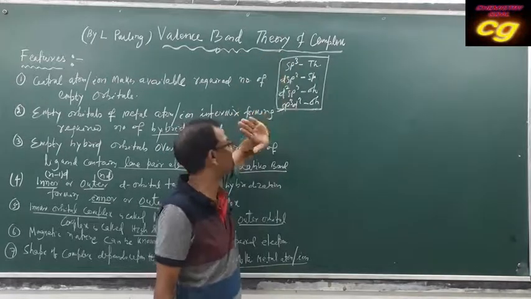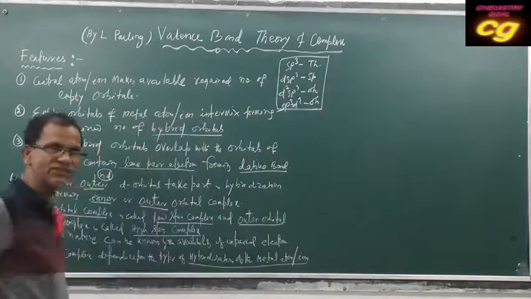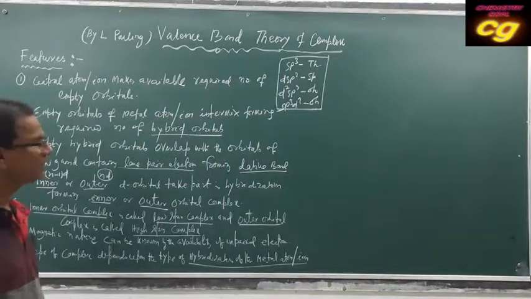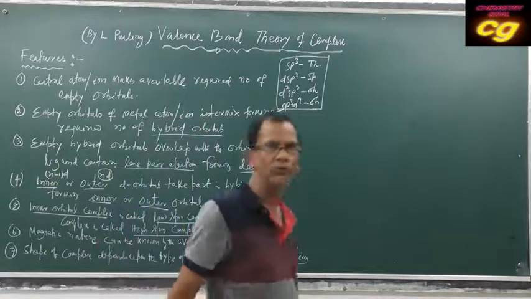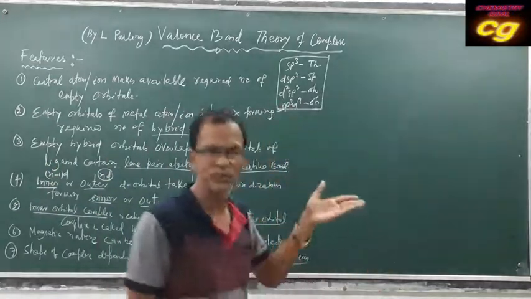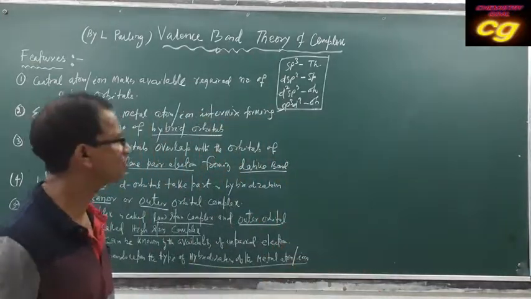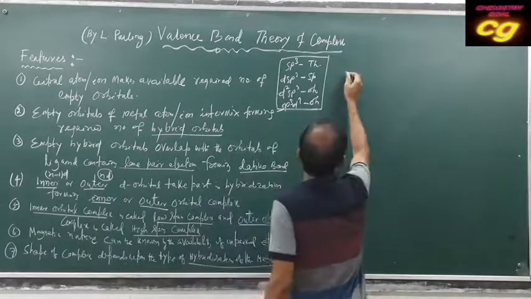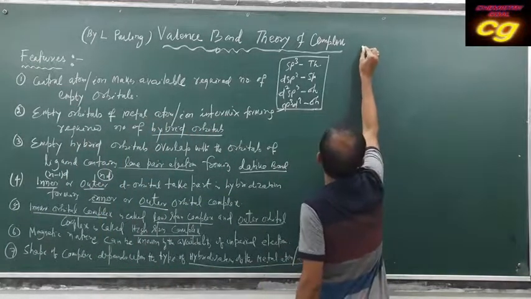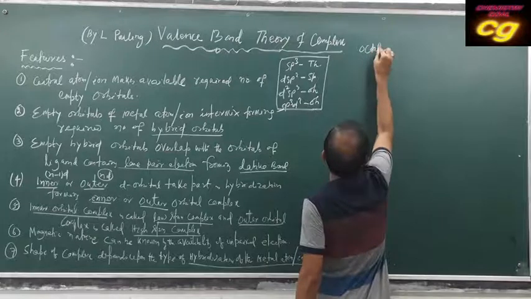sp3 is always tetrahedral. Now let us discuss some examples of inner orbital complexes and outer orbital complexes, which are low spin and which are high spin complexes. We'll start with octahedral complexes.